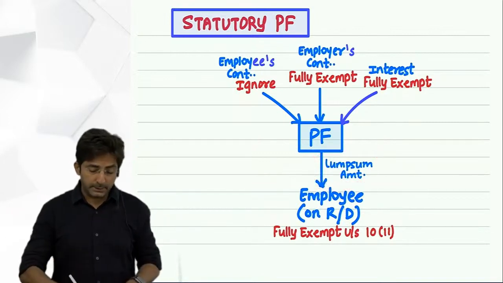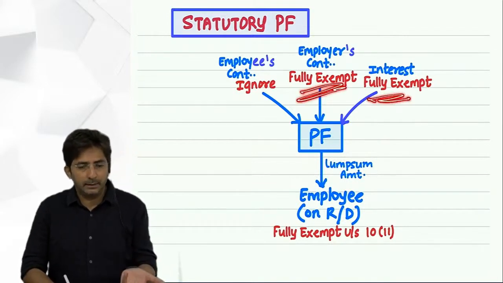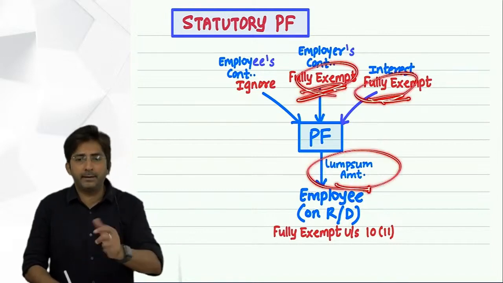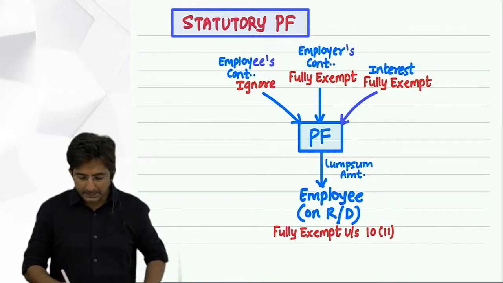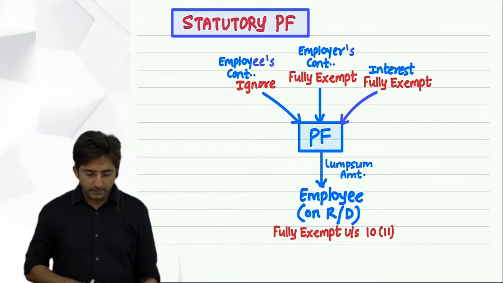But still, if someone says, so what about this? For this also, technically the section is 10(11) only, because this is the same amount which has become a lump sum amount at the end. And for that, the law says section 10(11). Okay. So statutory provident fund is done. Now next is what?